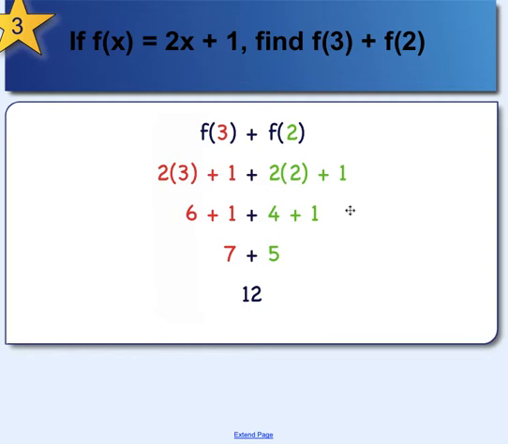So if we simplify both of those sides, we end up with 7 plus 5, which gives us a value of 12. Notice how different this one looks because there are no variables in your answer. You are simply getting an answer for the f of 3, getting an answer for the f of 2, and you are combining those two to get one answer.